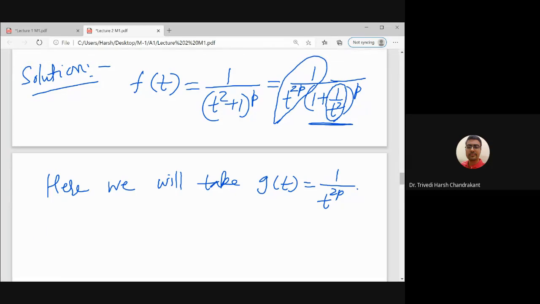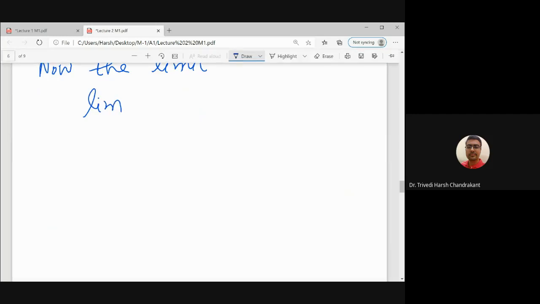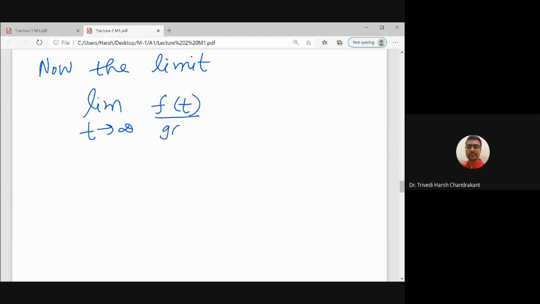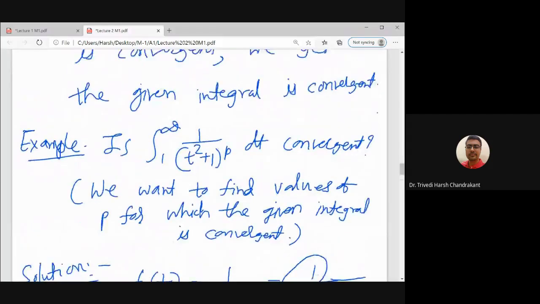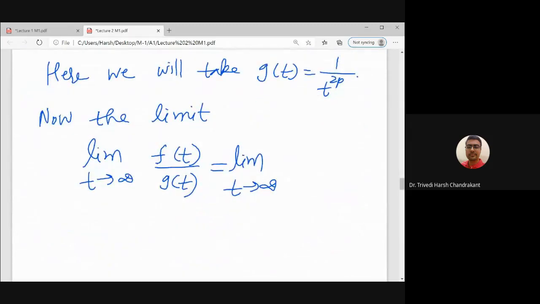Now, let us first check what is the limit of the quotient, then we'll see how to apply the limit comparison test. So the limit of the quotient is f(t) divided by g(t), as t tends to infinity. So we know that when we divide the given function f(t) by this function g(t), we'll be left with 1 upon (1 plus 1 upon t square) power p, and then as we take the limit t tends to infinity, this limit will be 1, and that is a positive number.